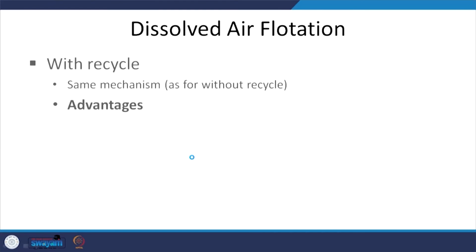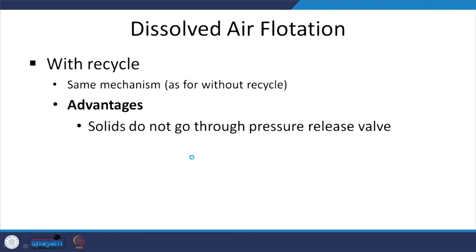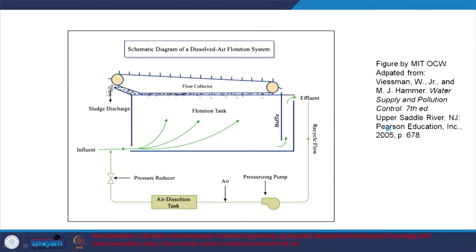So, as I mentioned, with recycle, the mechanism is the same as without recycle, but what are the advantages? We will look at the figure. Solids do not go through the pressure release valve, but let me look at the figure and then we will come back to these advantages. So, here we see that we have the pressure reducer or pressure release valve, the pump which is going to pump the air, and here we have the air dissolution tank, air is being dissolved, it is mixing with the influent and then it is coming in here, right. And as you see, some of the effluent is being recycled. In the earlier case, that would not have been so, the air would be directly sent up here. That is why there are some disadvantages in the system without the recycle.